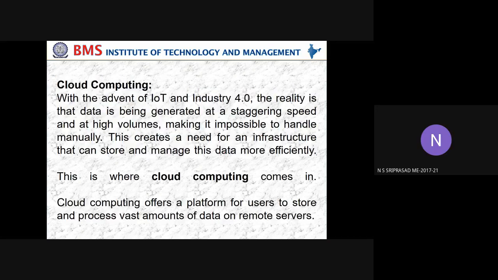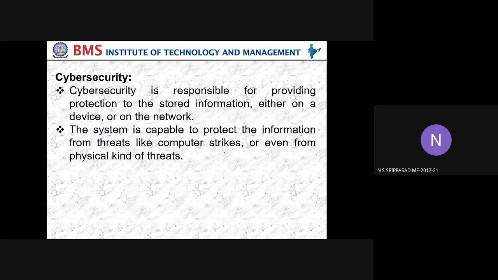Okay, then we have... yes, sir. So what is computer strike, sir? What is that? Computer strikes.